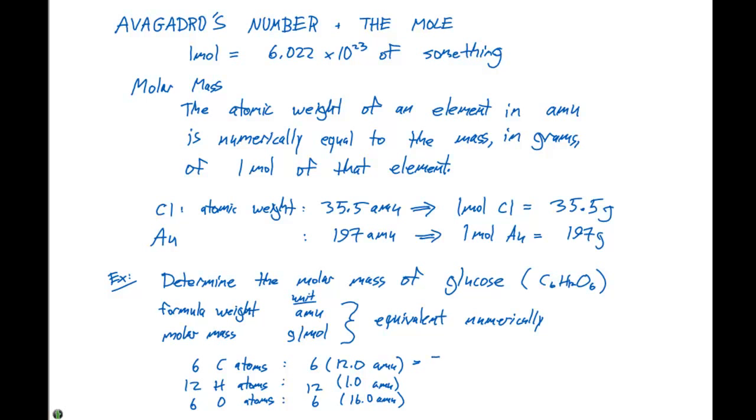If we multiply 6 times 12, we get 72.0 AMU. 12 times 1 is 12.0 AMU. And 6 times 16 is 96.0 atomic mass units. Adding all of these together, we get 180.0 AMU. So this will be the formula weight for one molecule of glucose.